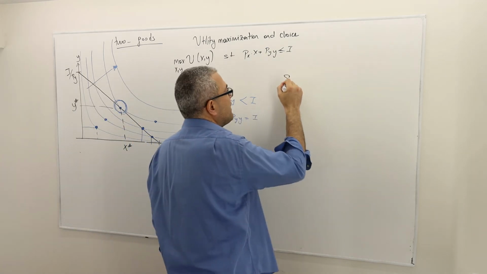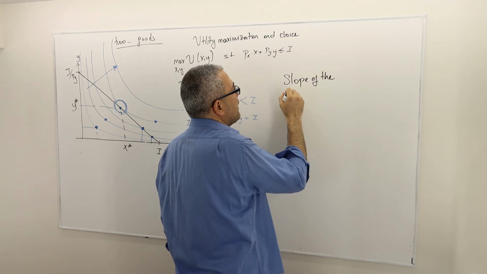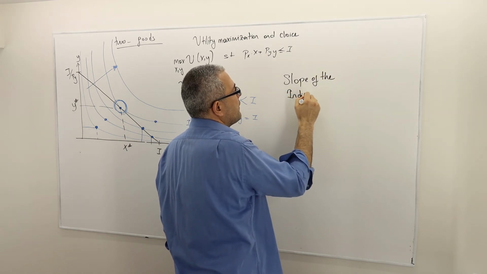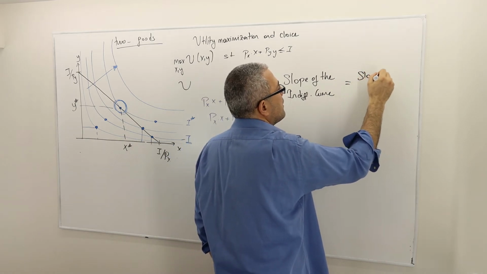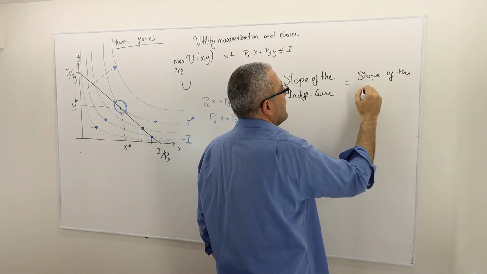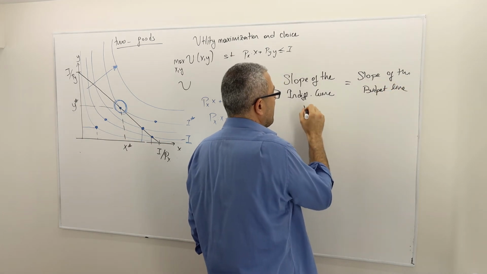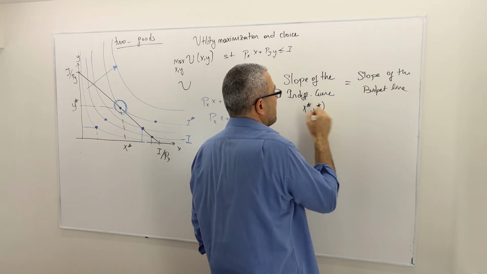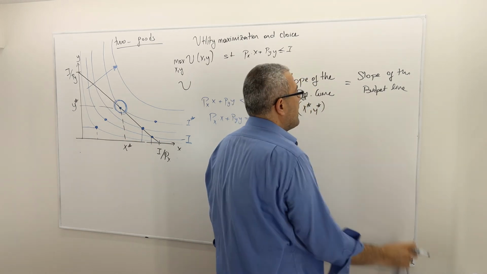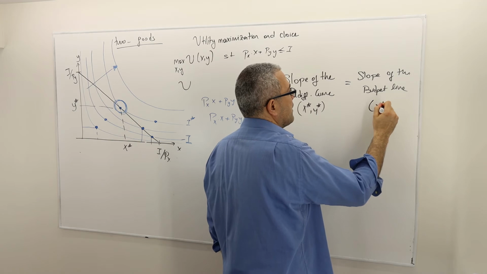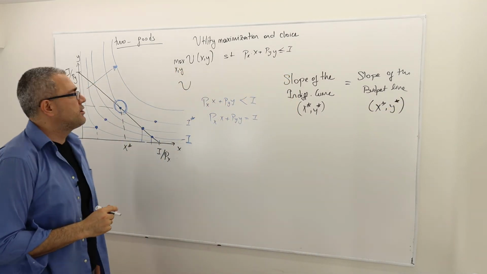So let me write it this way. Slope of the indifference curve is equal to slope of the budget line at point X star, Y star, because these two curves are tangent to each other at exactly X star, Y star. Well, very good. What is the slope of the budget line?